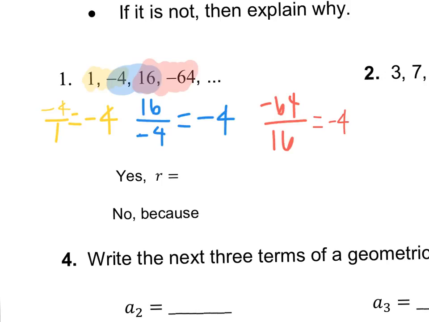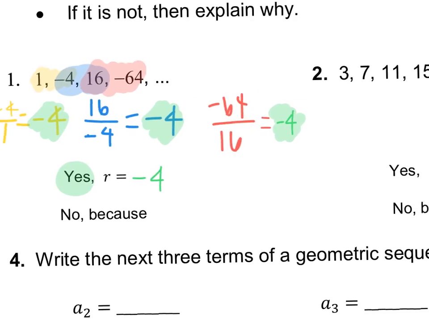So every time we did this division thing, what number did it give us without fail? Yep, it gave us -4. So you know what that tells me? That tells me that this is a geometric sequence, and it tells me that my common ratio is -4. Okay, I'm going to move on to problem 2.